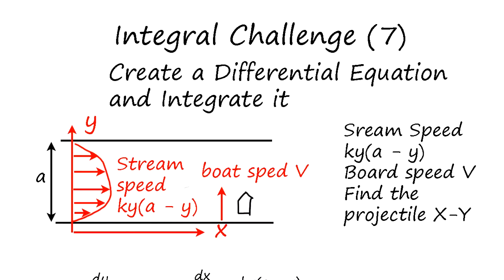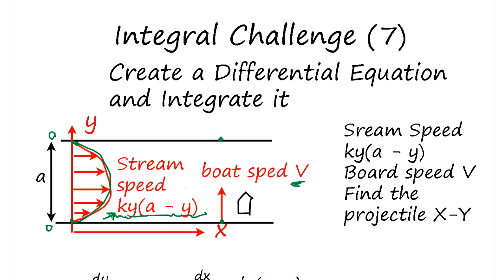Integral challenge 7. Create a differential equation and integrate it. The problem here is a stream. The stream speed is 0 at the edge, increases, and becomes 0 at the other edge. It's a quadratic equation. So stream speed is a coefficient k, and it depends on the location y from 0 to a. So that gives the symmetric profile of the stream speed. The boat is going from one side to the other side at the speed v.